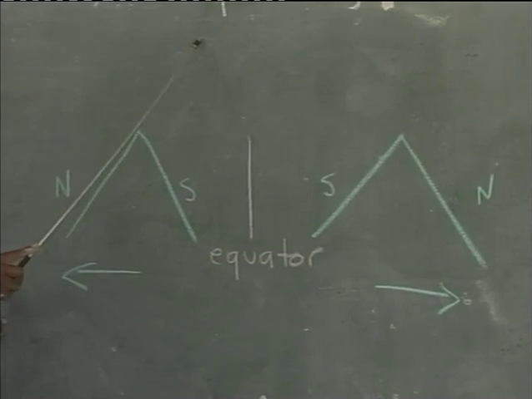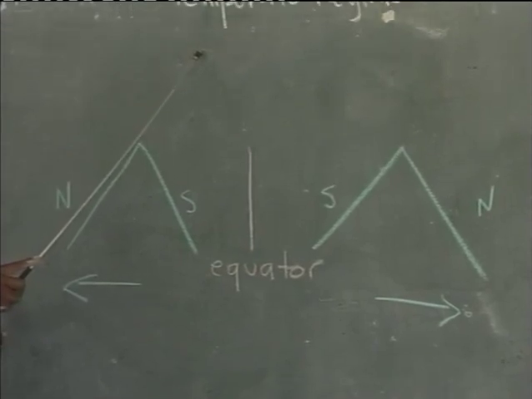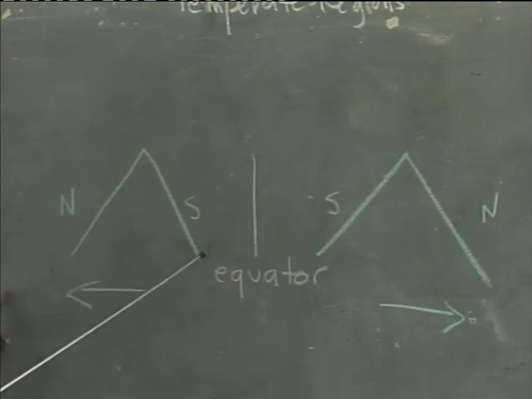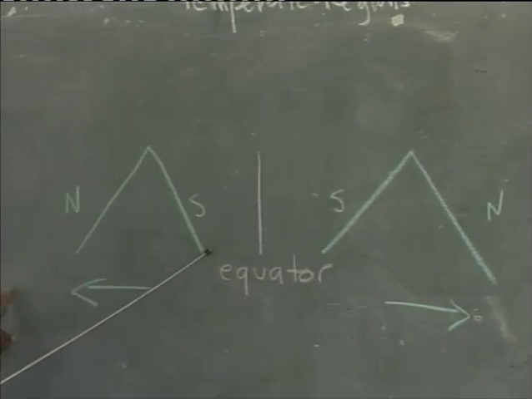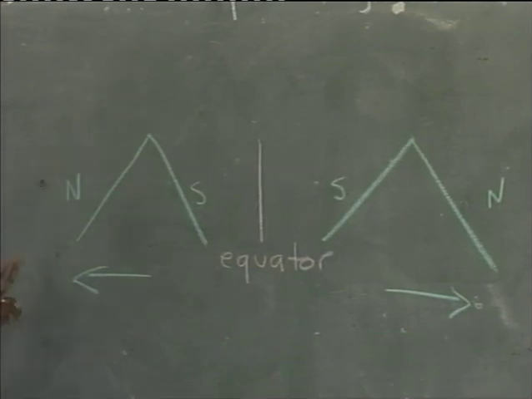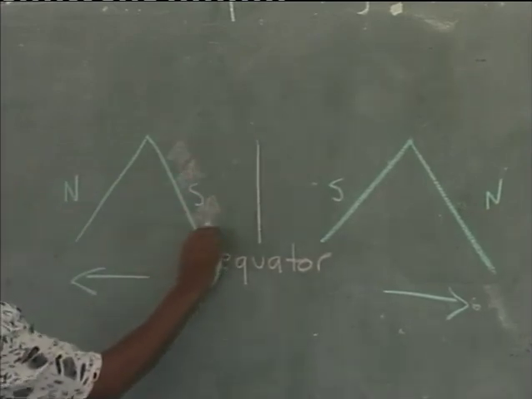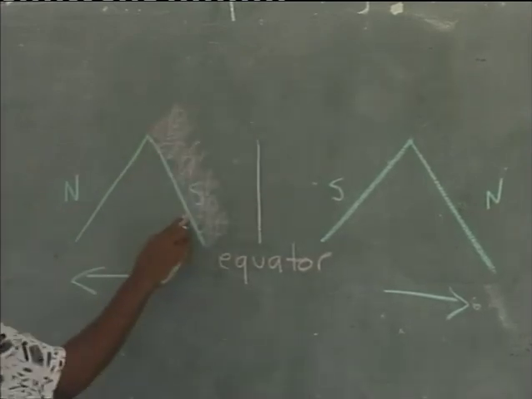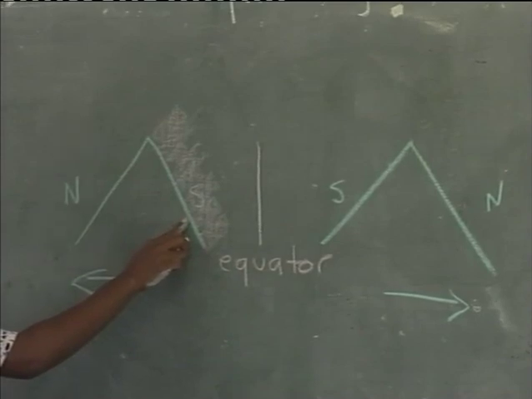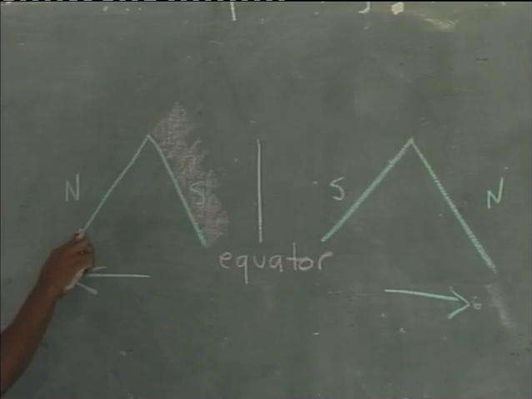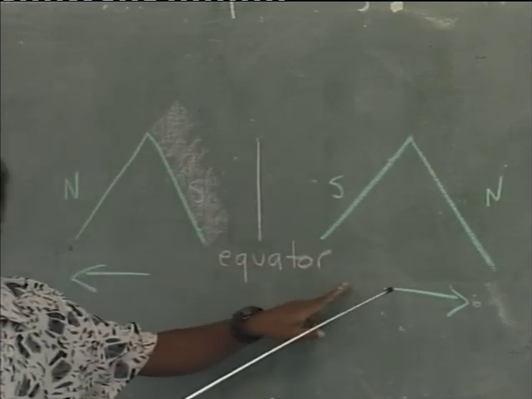The sun is directly above 23.5 degrees. Because of that, the south-facing slope will get more sunlight compared to the north-facing slope. So we're looking at more sunlight in the northern hemisphere mountain warming up the south-facing slope compared to the north-facing slope. We understand this?